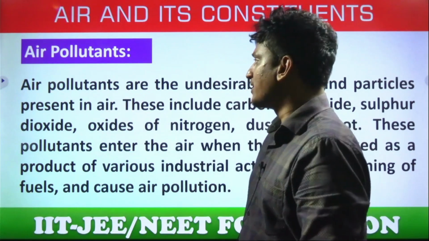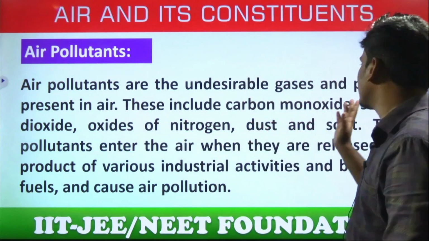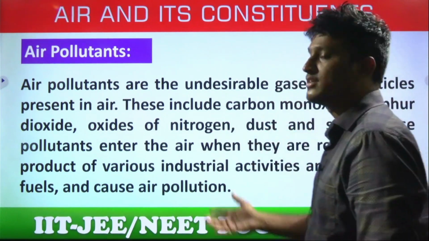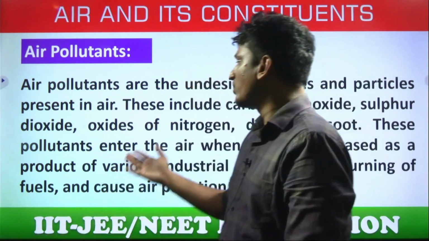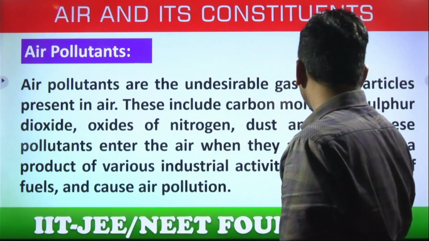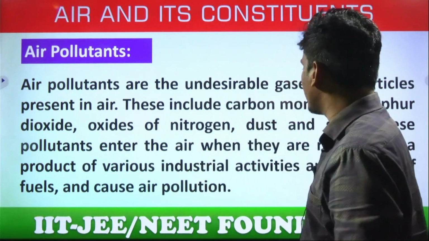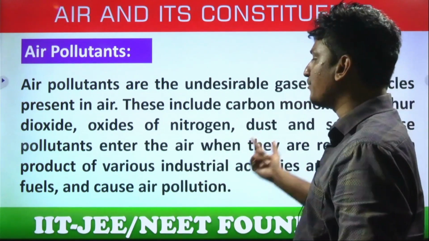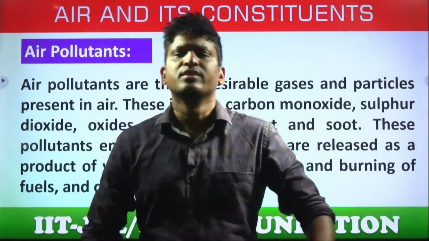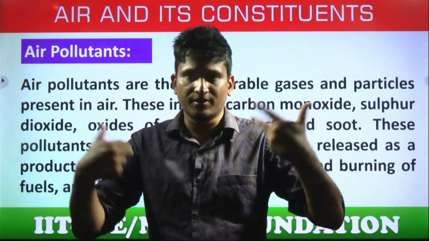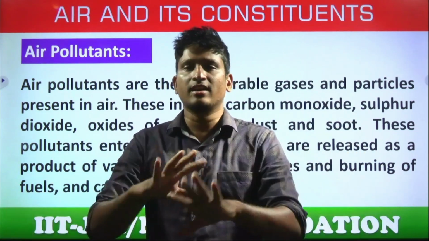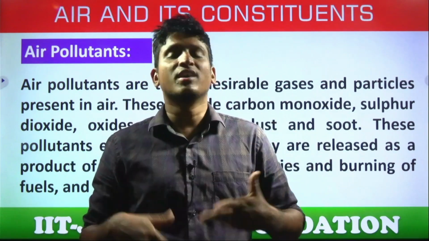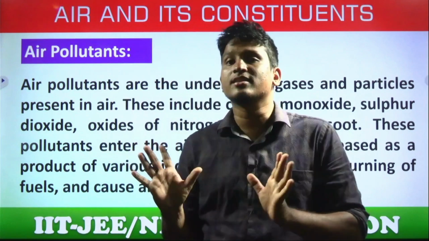Air pollutants are the undesirable gases and particles present in the air. These include carbon monoxide, CO, sulfur dioxide, SO2, oxides of nitrogen, dust and soot. These pollutants enter the air when they are released as a product of various industrial activities and burning of fuels, and can cause air pollution. Air pollution is mostly pollution for us. If it is in the air, nothing happens. Why are we calling it pollution? Because something happens to us due to the presence of these harmful gases, students.